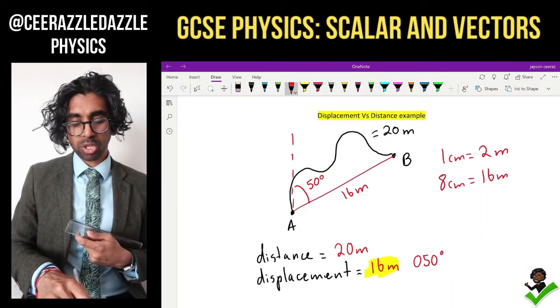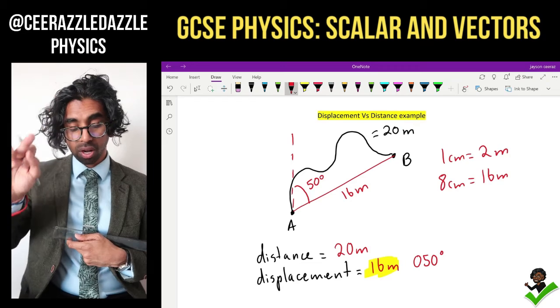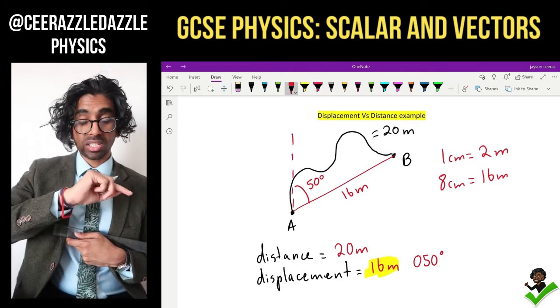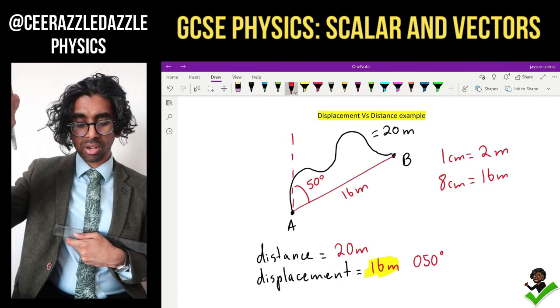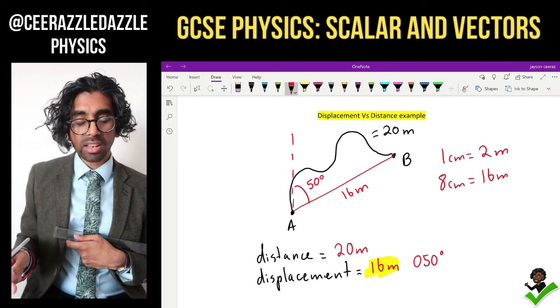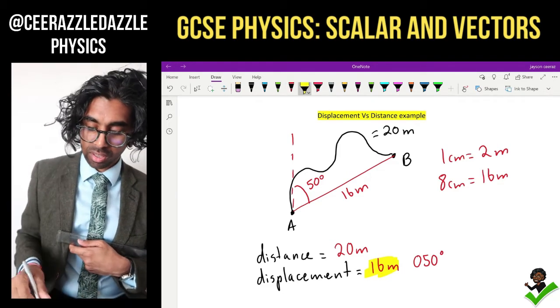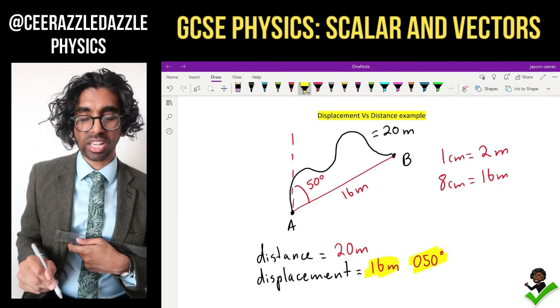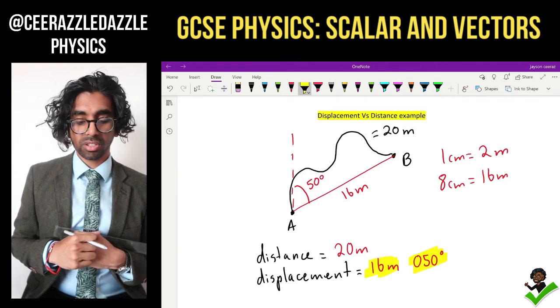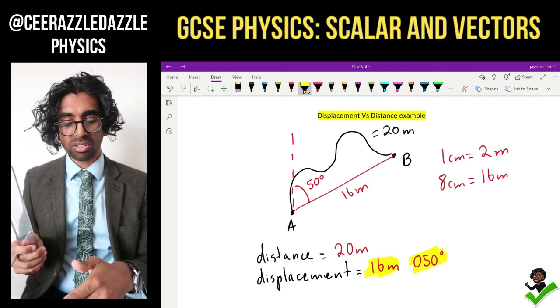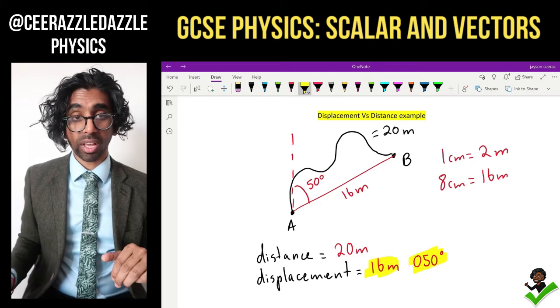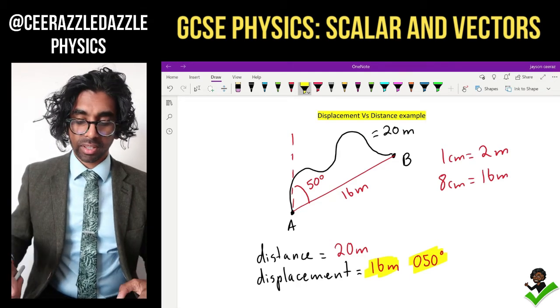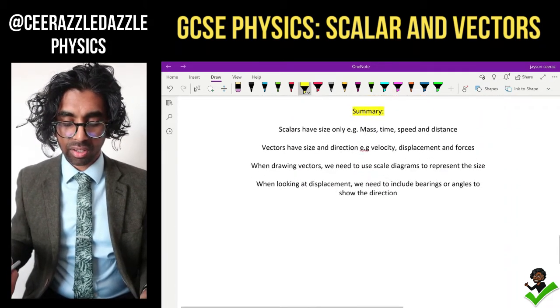So the distance will be 20, if I go along the path. The displacement is 16 meters, the direct route, and I've used a scale to work out that value. And I need to have the 50 degrees to tell me the direction. So that's a good example of comparing distance versus displacement. Okay, easy stuff.